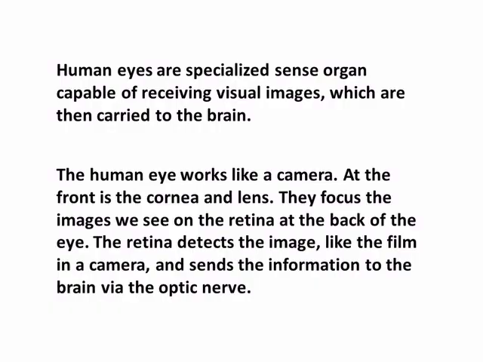Human eyes are specialized sense organs capable of receiving visual images, which are then carried to the brain. The human eye works like a camera. At the front are the cornea and lens. They focus the images we see on the retina at the back of the eye. The retina detects the image like film in a camera and sends the information to the brain via the optic nerve.